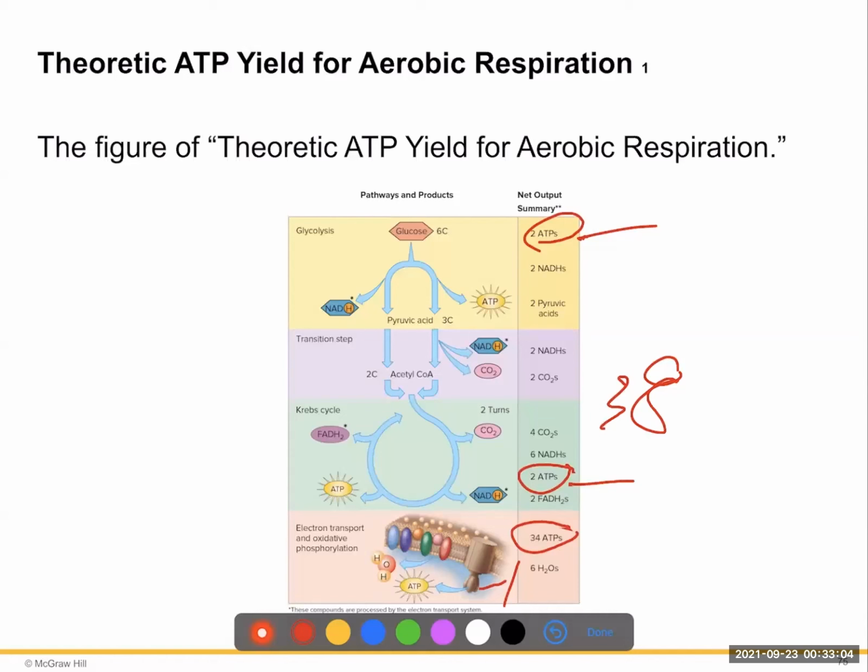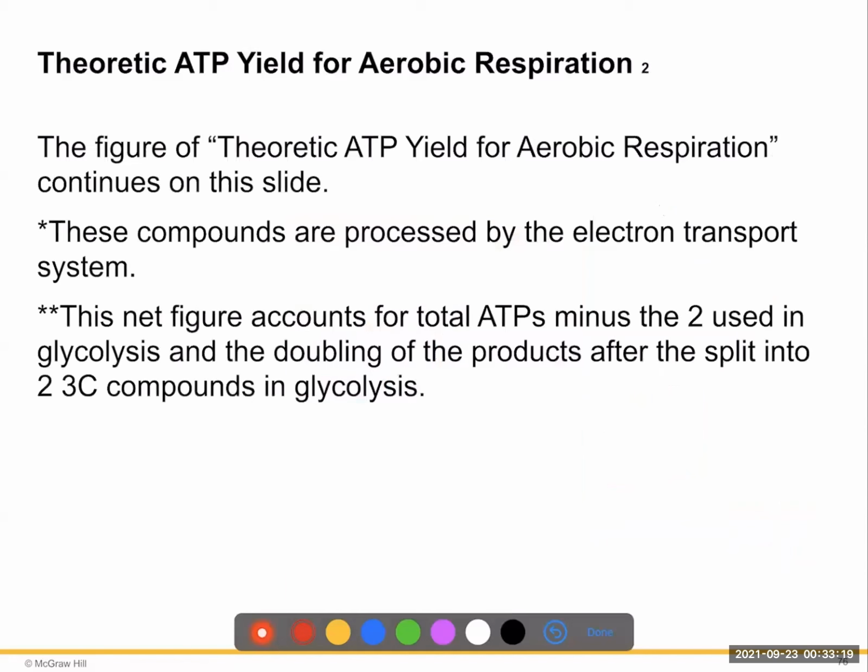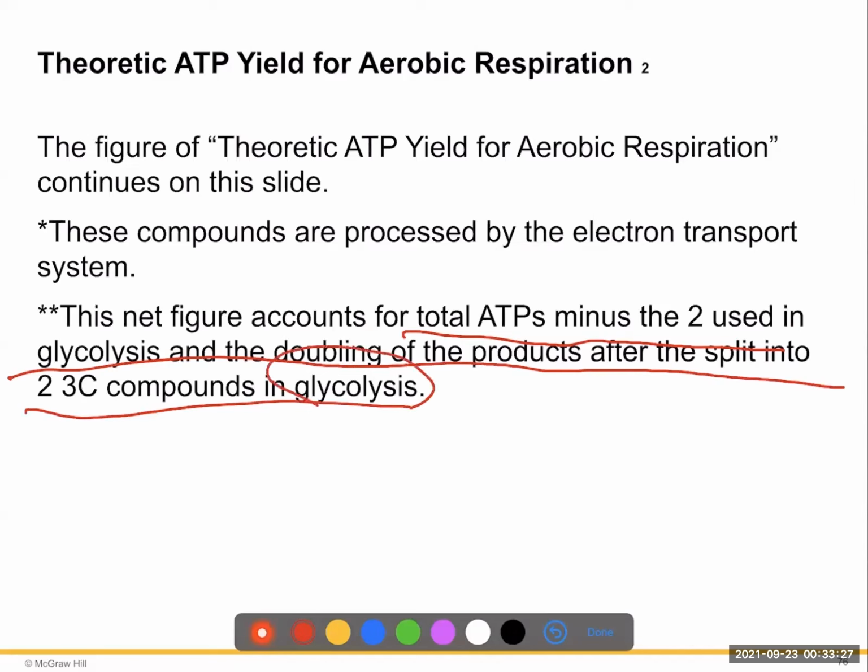So you see how effective it is with the electron transport chain. Like I said, glycolysis produces 2 ATPs. The Krebs cycle produces another 2 ATPs, and then 34 produced in the electron transport chain, giving you 38 total. Okay, so this net figure accounts for the total ATPs minus the 2 used in glycolysis, and the doubling of the product split into the 2 compounds in glycolysis. Remember, using 2, you're splitting into 2 pyruvic acids.